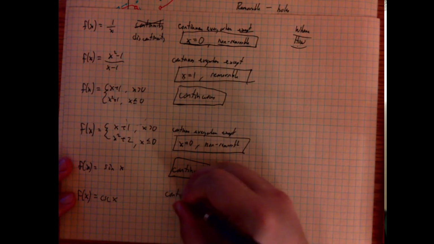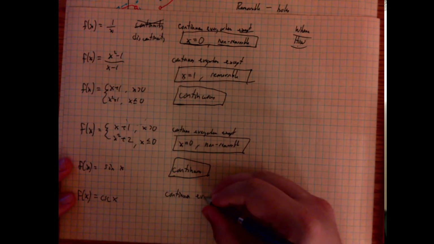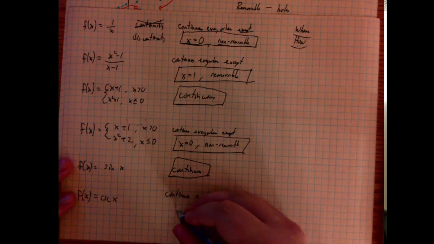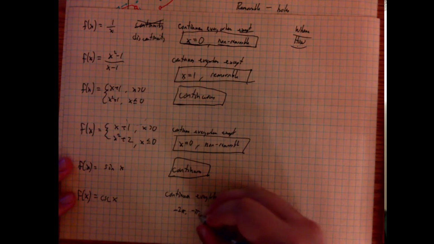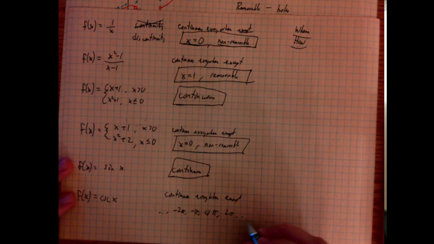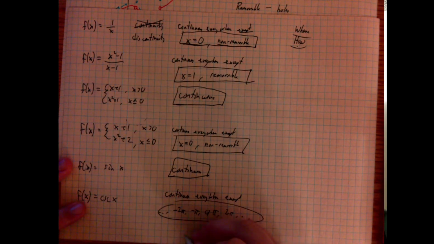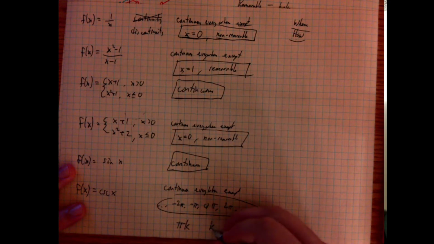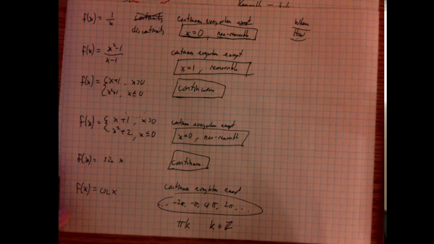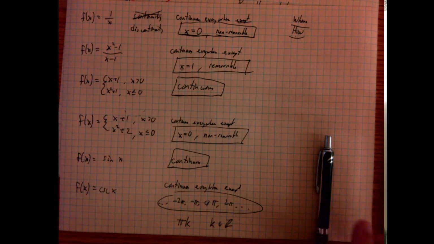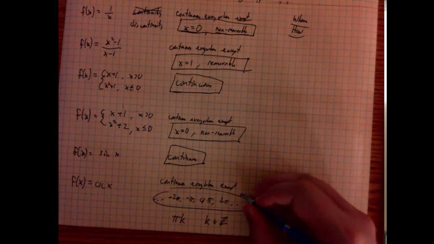This is continuous everywhere except -2 pi, -pi, 0, pi, and 2 pi, and the trend continues in both directions. Or if you took trig, you might have learned to write this as pi k, where k is within the integers. Just different ways of writing it. But the important thing is to note where their discontinuity is, and these are all non-removable.